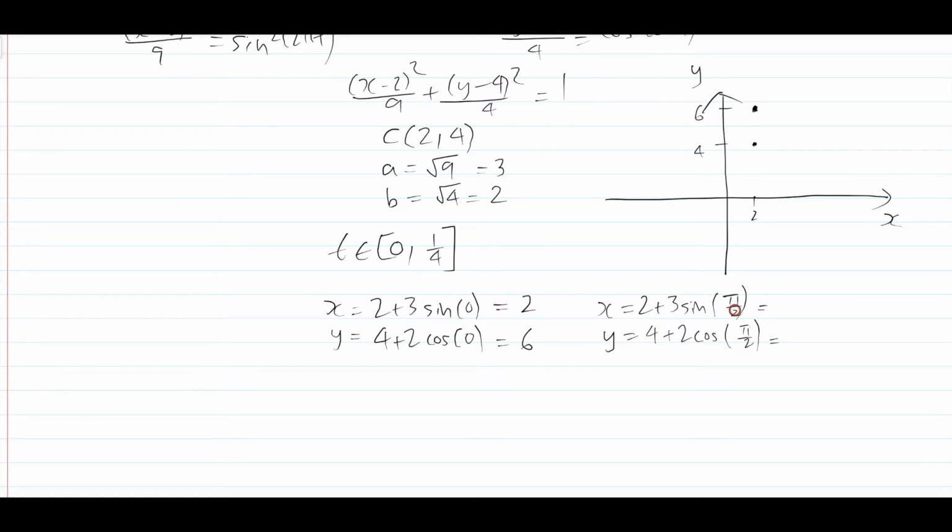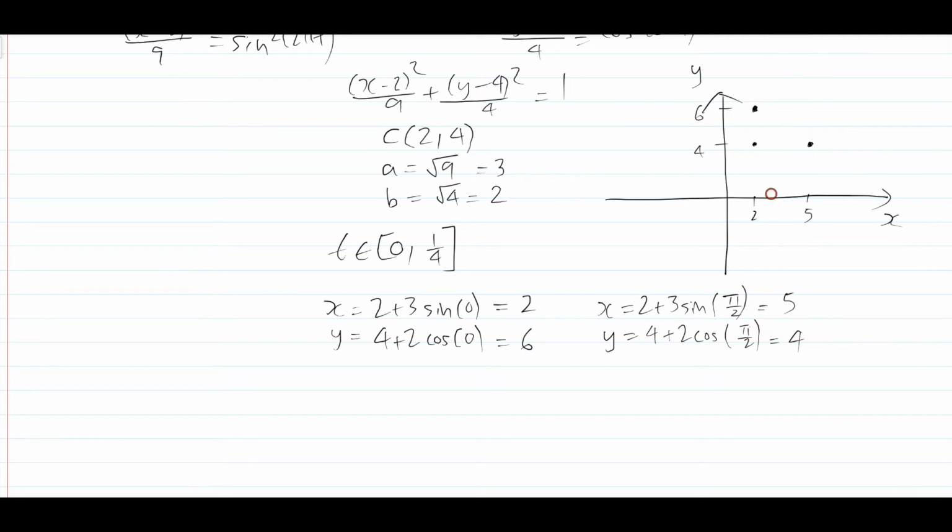Right, and then 2 plus 3 sine pi on 2. Sine pi on 2 is 1. 1 times 3 is 3. 3 plus 2 is 5. And then cos pi on 2 is 0. 0 times 2 is 0. 0 plus 4 is 4. So at 1 on 4 second, or 1 on 4 hour, or 1 on 4 minute, he is over here. So 5 and 4. So this point.